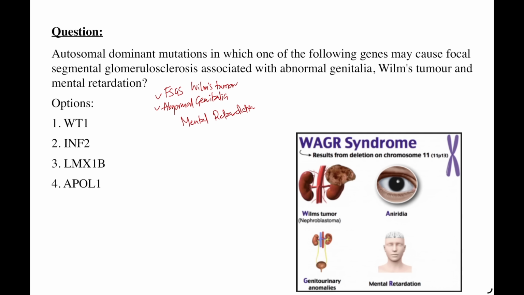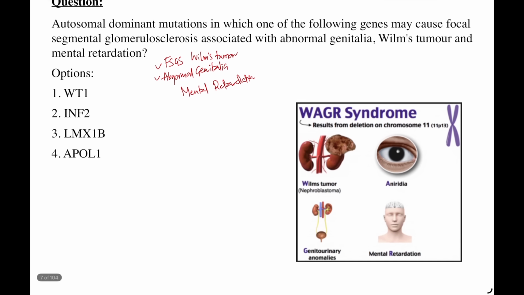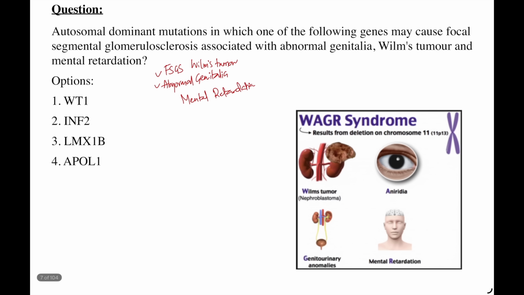Now this is a little tricky because they're asking you to identify a special syndrome. First they have given W. Next they have given genitourinary abnormalities, G. They have given mental retardation, R. Now we are left with A.